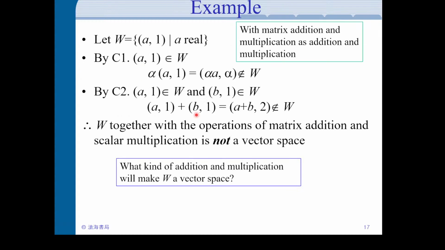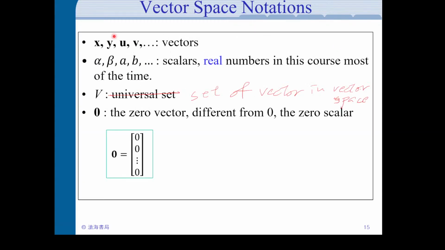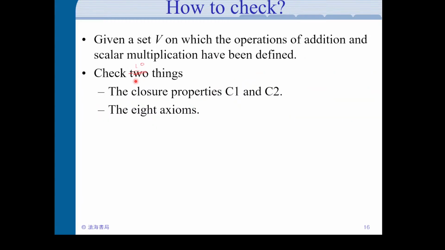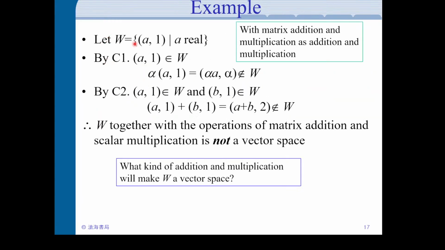So let's start with some example. We have our space. We don't actually call it V here. Usually it's a capital letter from the later part of the alphabet: U, V, W, etc. Those are the spaces, or sets of vectors. And here W is our proposed vector space.